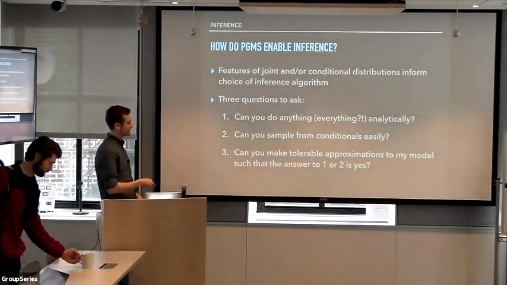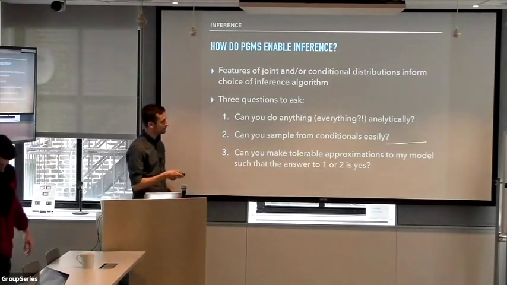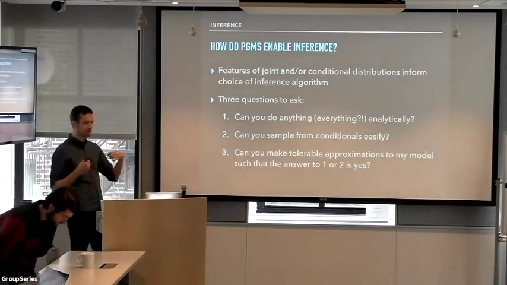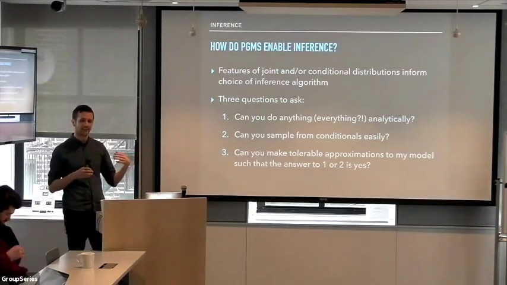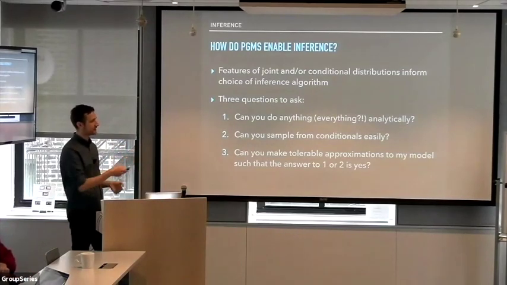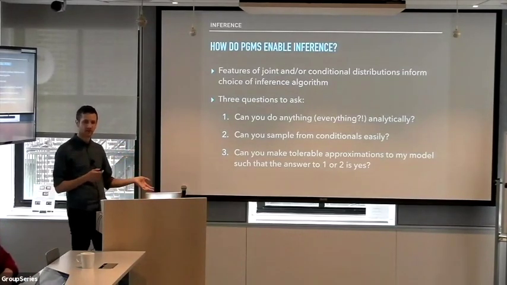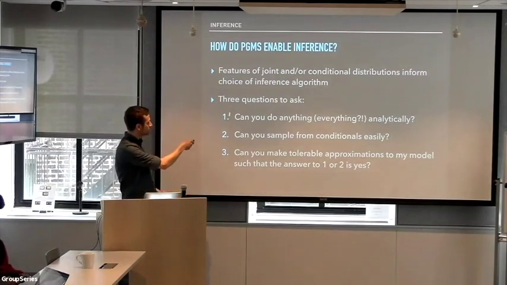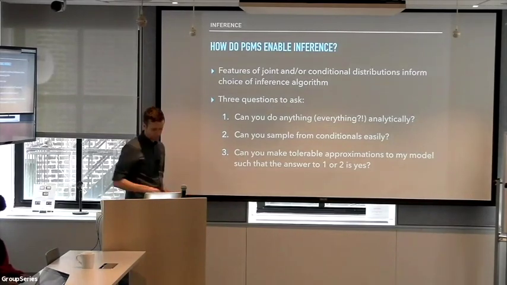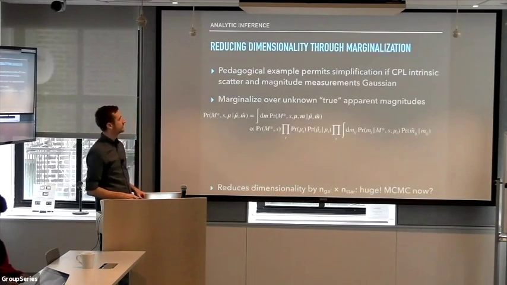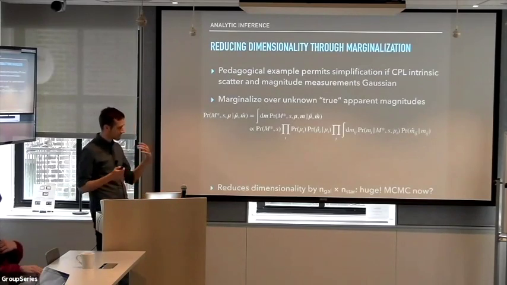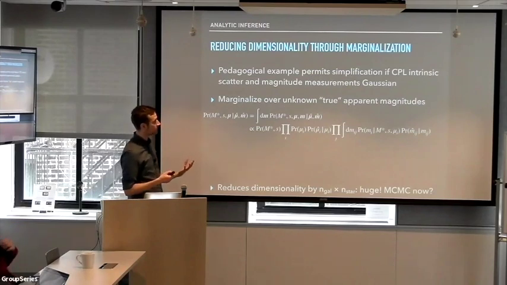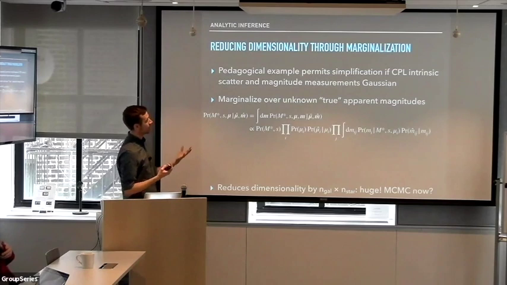The third thing is: if you can't do anything analytically and you can't sample from these conditionals easily, can you break your model slightly such that either of those two things applies? Because if so, your life is going to be about 1,000 times easier. Let's go through the first two in a bit more detail. If everything, or even parts of it, is analytic, then you can save an enormous amount of effort.